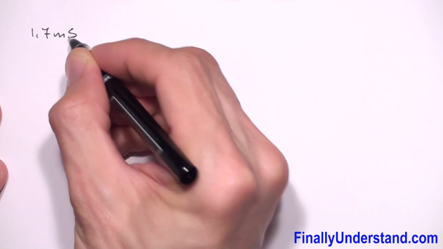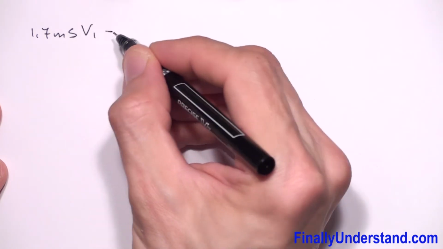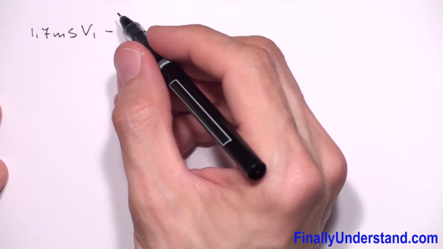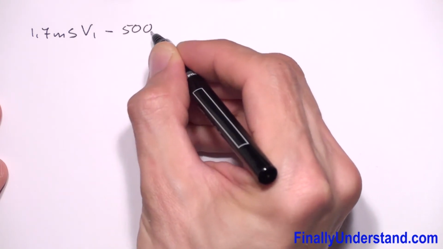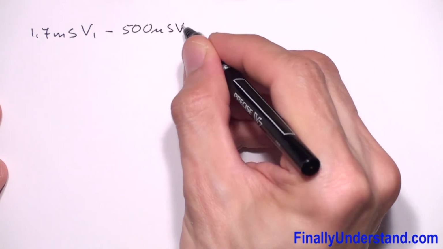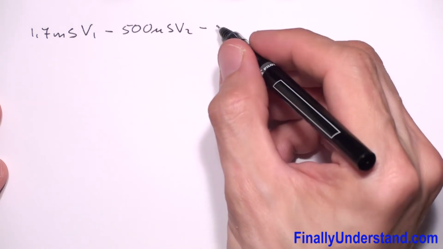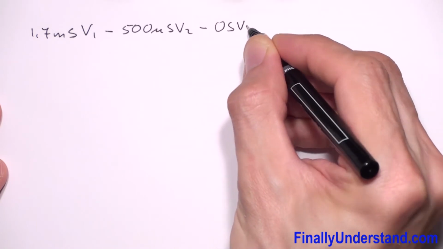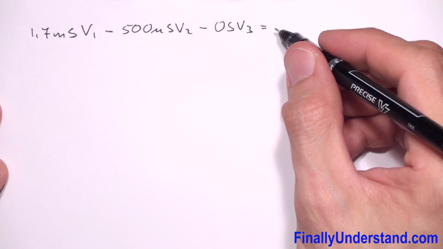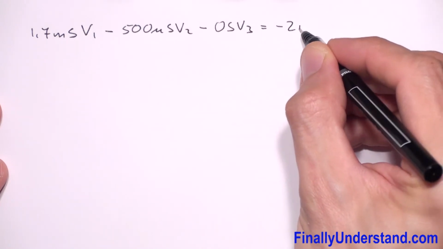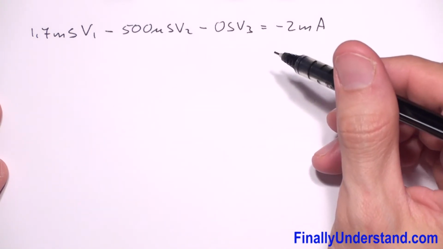1.7 millisiemens. Next, I'm supposed to copy down from the formula V1 minus Y12, which is equal 500 microsiemens, and I have V2 minus Y13, which is equal 0 Siemens, V3, and the sum of the currents at node 1, which is equal -2 milliamps. Okay, this is my first nodal equation.